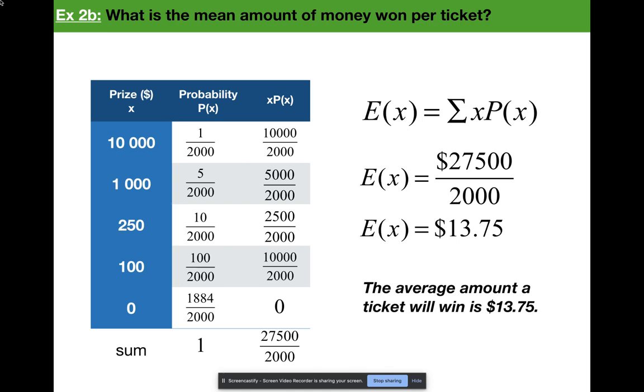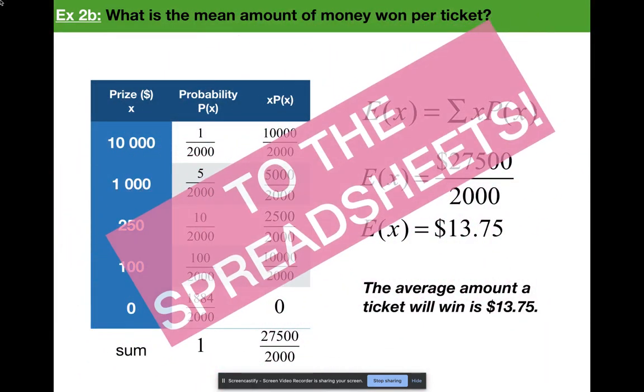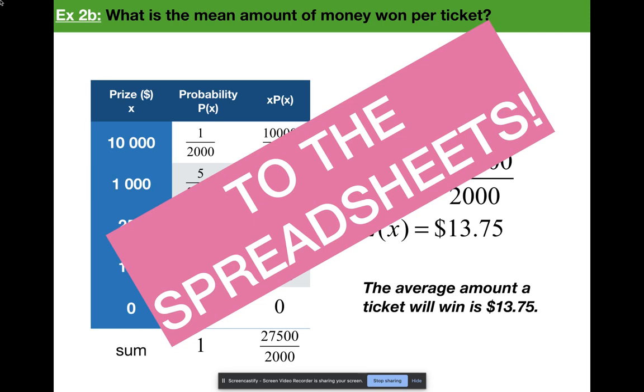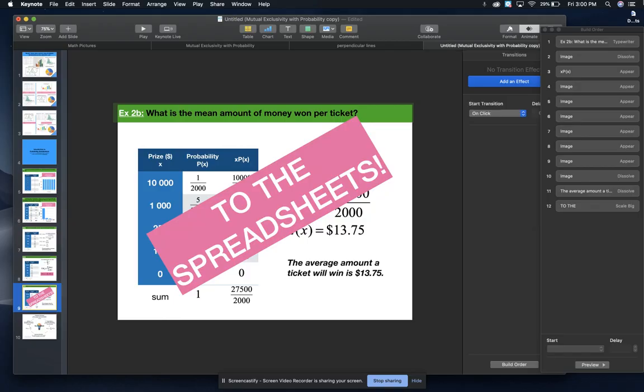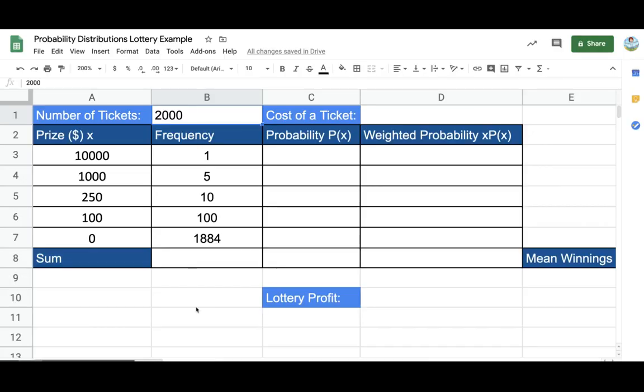So now what we're going to do is go to the spreadsheets. We're going to do this exact same question in the spreadsheet. We're also going to look at how we can manipulate it a little bit, and we're going to look at a third question for this particular example as well. So moving on to the spreadsheets. Here we go. Okay, so here we are in the spreadsheets.